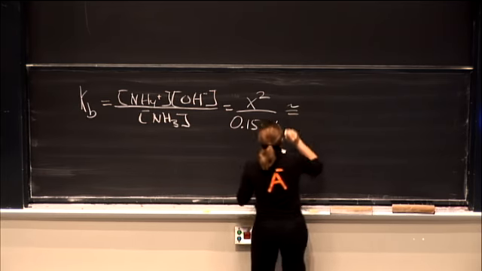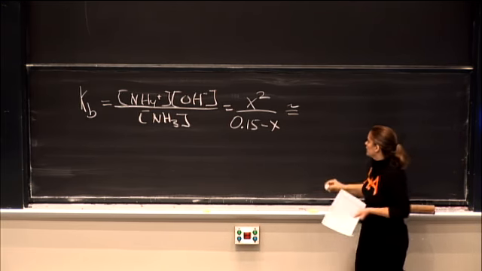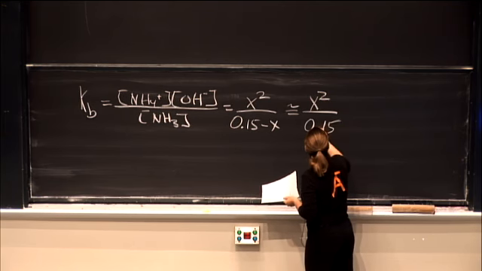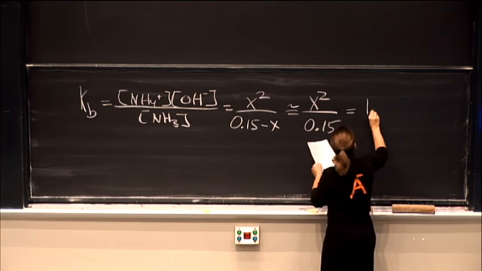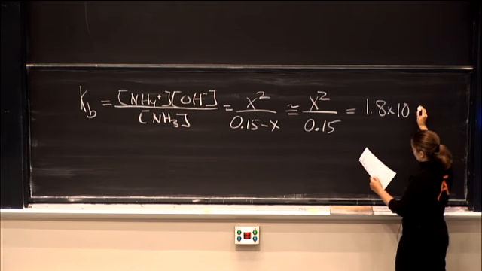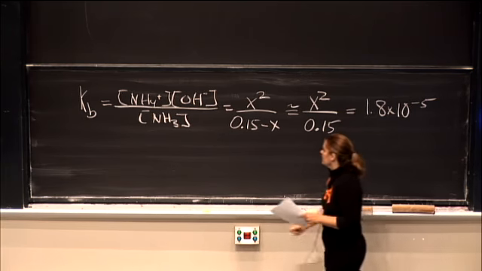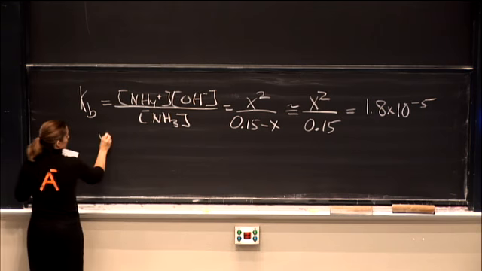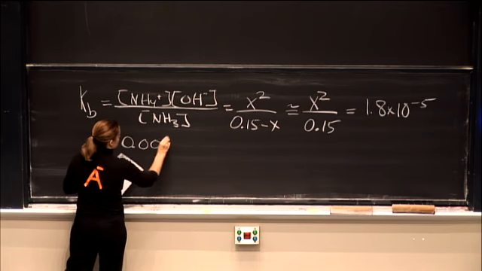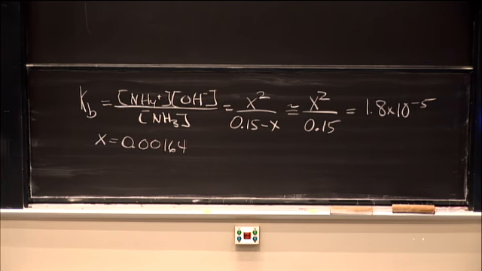Now we can make an approximation here that x is going to be small compared to 0.15. So we can say that's just going to be equal to x squared over 0.15. The Kb value that was given was 1.8 times 10 to the minus 5. Now we can solve for x using this approximation, and x comes out to be 0.00164.